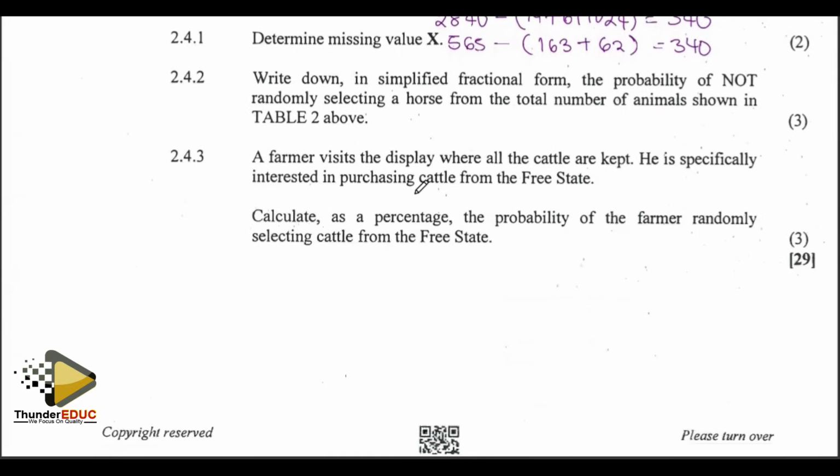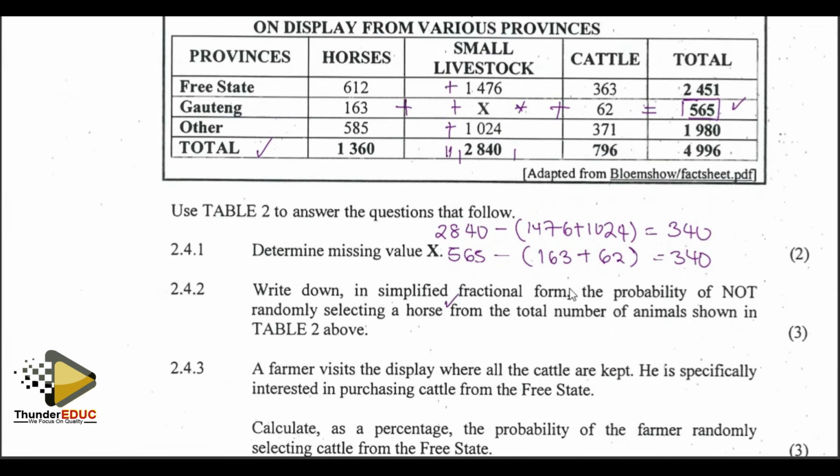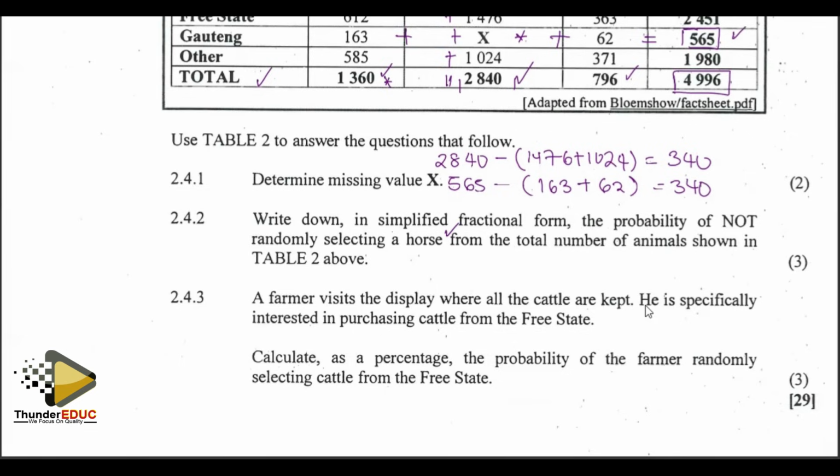Question number 2.4. Write down in simplified fraction form the probability of not randomly selecting a horse from the total number of animals shown in the table. The probability of not picking a horse. So, do you know what it means? We're going to eliminate the number of horses from our selection. So we come to the table and see how many horses there are. There are 1,360. So if you don't pick these, that means you're going to pick the 2,840 and 700, but out of 4,996.